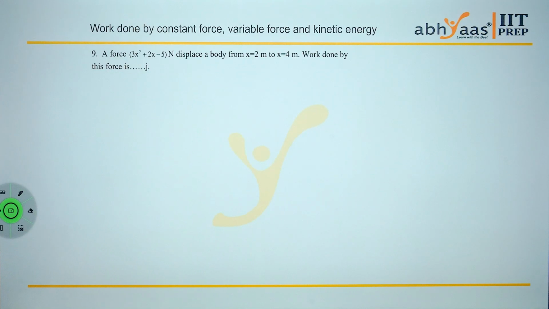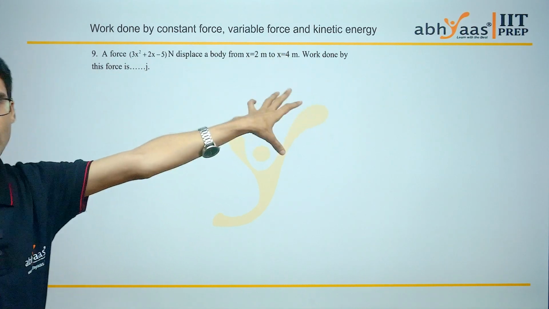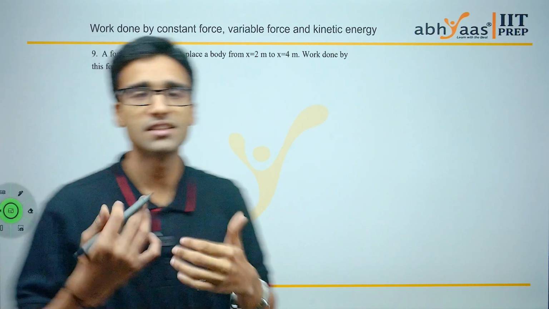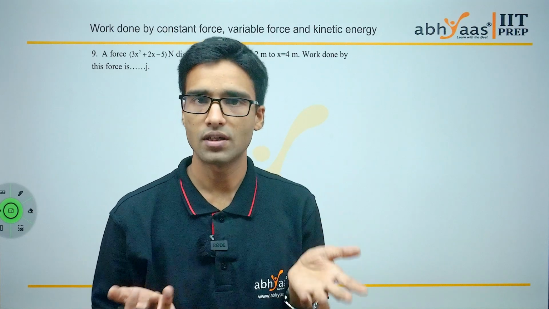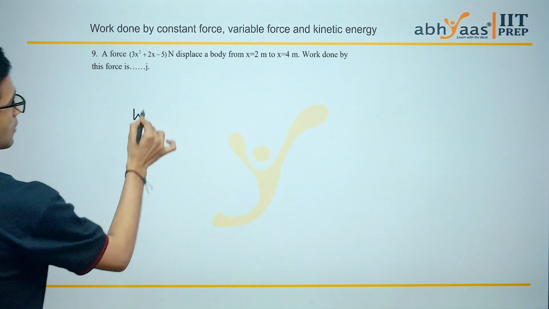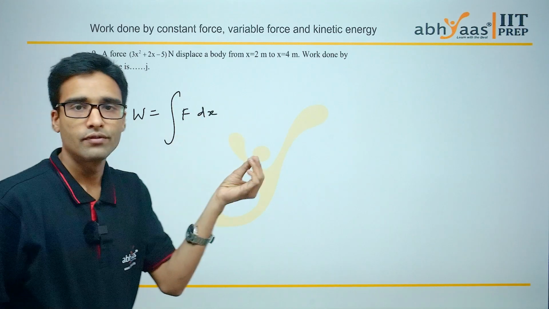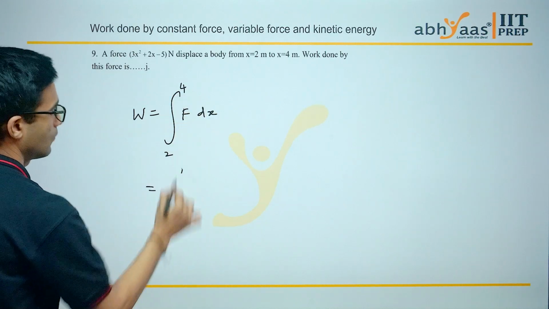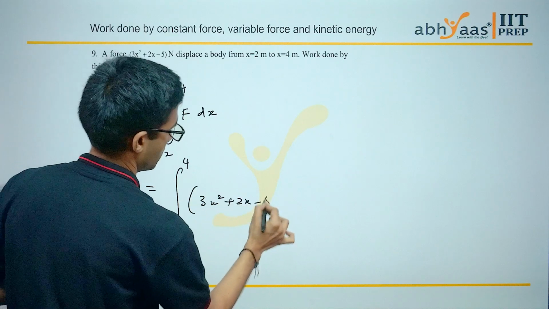So now going to work done. Work done is asked, force is given, displacement limits are given. Here the force is a variable force, because as x is changing, force is changing. So what we want? Work equal to force into displacement, the general formula only. But here the force is variable force. That's why work done is equal to integral of F dx. So here the force is varying with displacement, so the limits are from 2 to 4. So if you consider here 2 to 4, 3x square plus 2x minus 5.